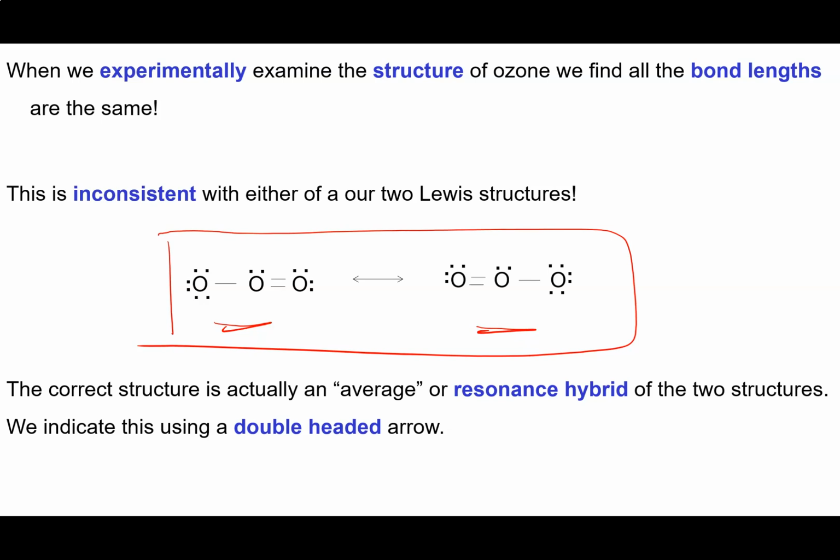So the correct structure is actually an average of the 2 Lewis structures. It's actually what we call a resonance hybrid. So it's not that it's flipping between one form and the other, because if it was, we'd still find two different types of bonds, it's literally an average of the two, right?